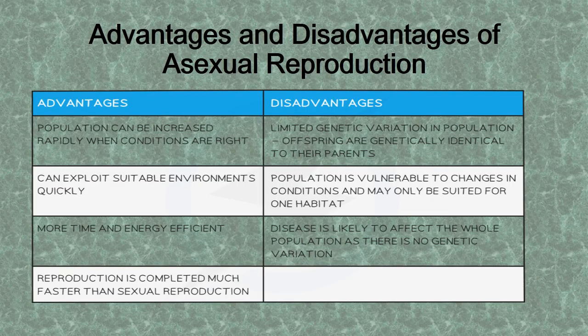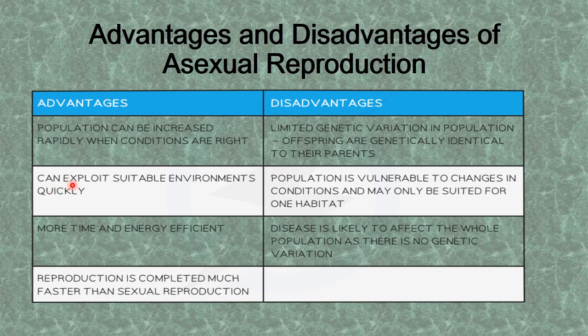Now we are going to be going into advantages and disadvantages of asexual reproduction. Now, looking at the advantages, population can be increased rapidly when conditions are right. In other words, many offspring can be reproduced within a short period of time when conditions are right.